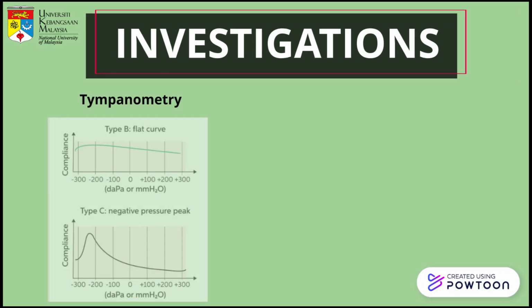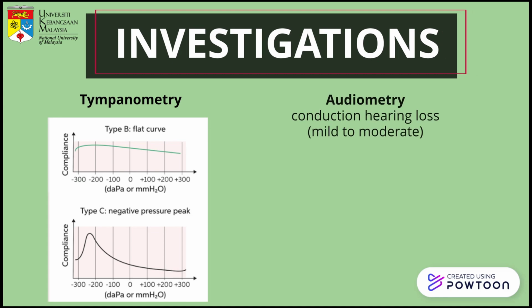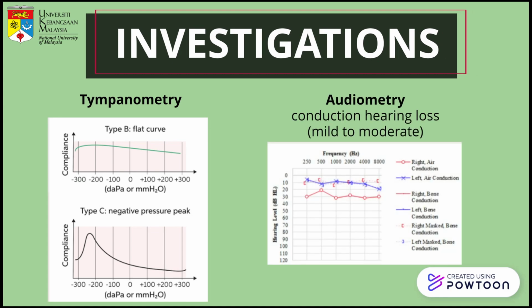For the investigations, we can do tympanogram and we can get type B or type C curve for otitis media with effusion. Type B, which is a flat curve, shows there is fluid in the tympano-ossicular system, and type C shows that the middle ear pressure falls below normal in eustachian tube dysfunction.